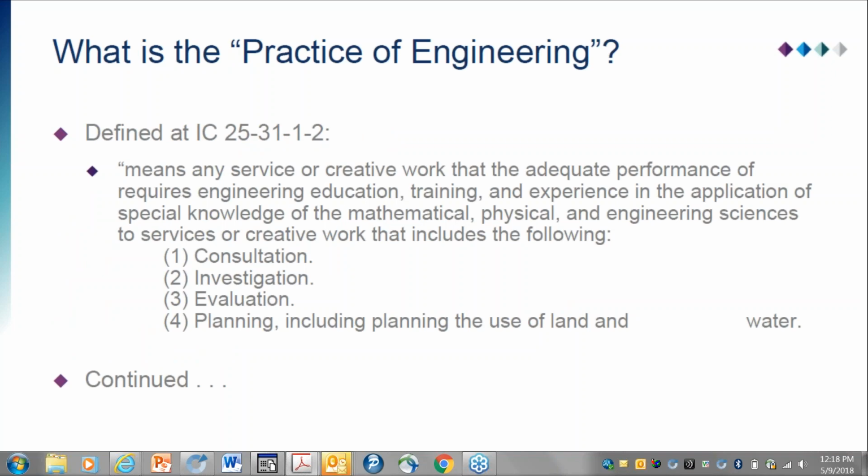So, what is the practice of engineering? We've laid this out to you in some detail, and the reason is that, to borrow a terrible analogy, sort of a I know it when I see it, all of you know what engineering is as a practical matter, but here's the definition that we find in the statute. And you might say, well, let's see, this looks pretty broad, and the answer is yes, it is.